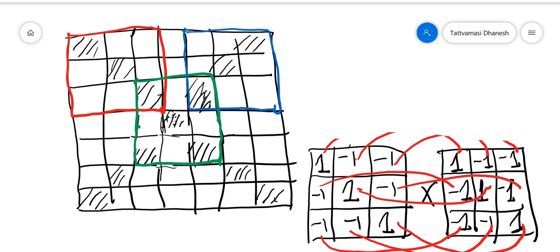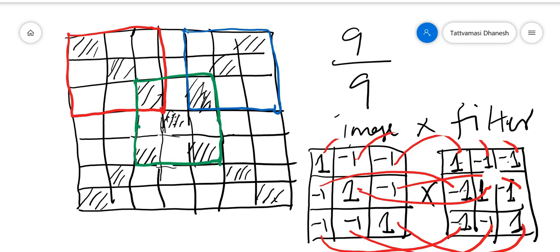So how many are the number of pixels? This is our filter. This is the image into filter. This is what we are doing. So how many pixels are in the filter? 1 2 3 4 5 6 7 8 9. So total it is 9. We are dividing the sum with this 9. So you multiplied, you added, you got 9. Divide that sum with the number of pixels in the feature, that is 9 by 9, that is equal to 1.